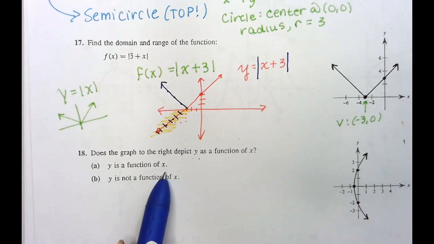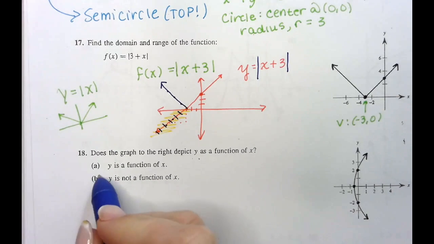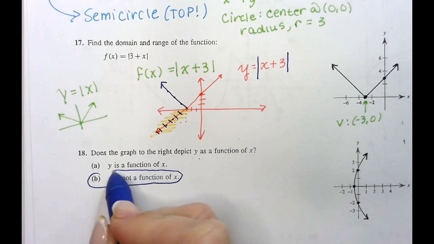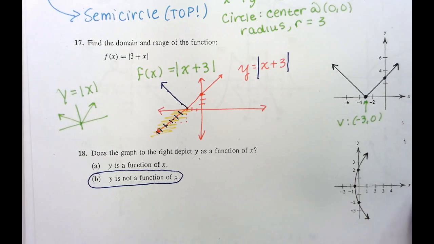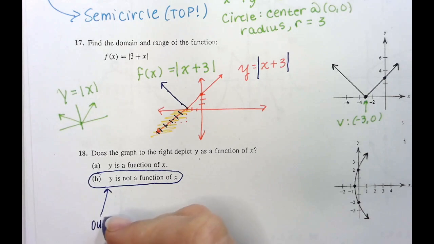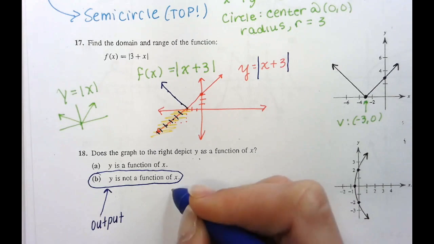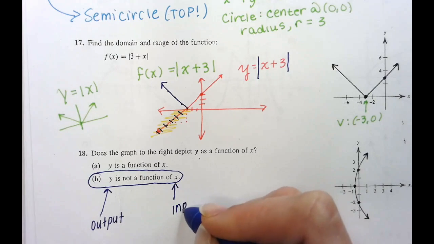So y is a function of x? No. Y is not a function of x? Correct. It's not a function of x. Just means it's not a function such that x is my input, y is my output. That's what this statement means. My output is right there. My input is right there.